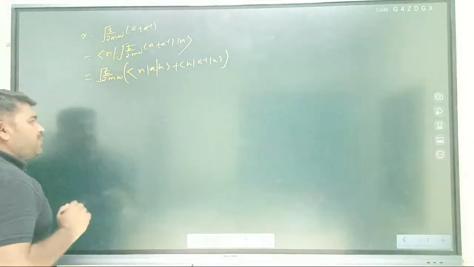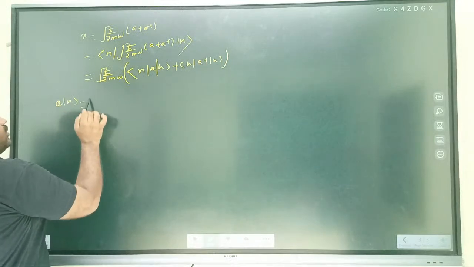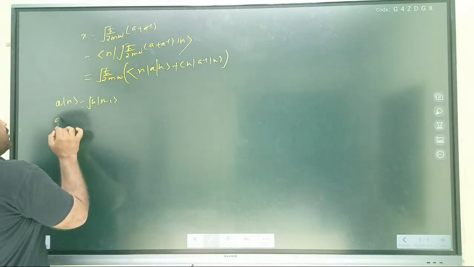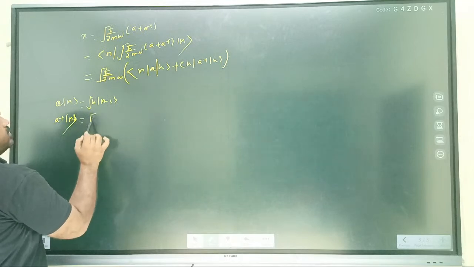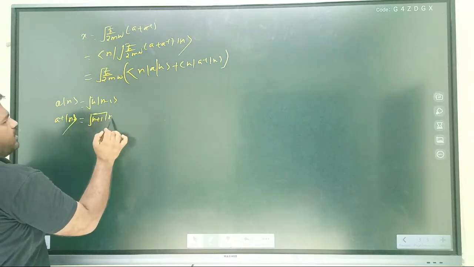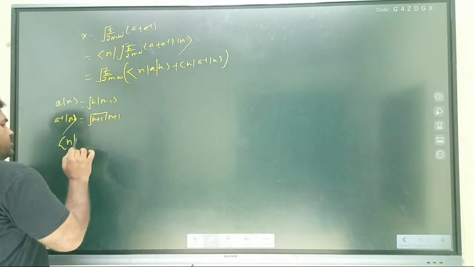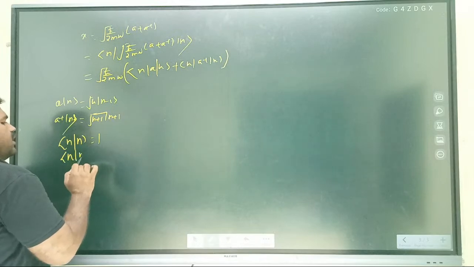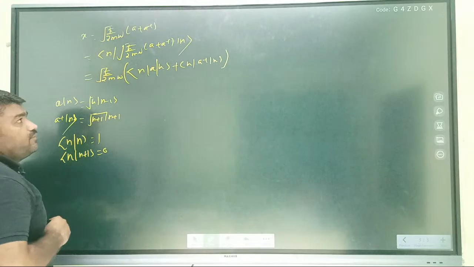What is the property? When a operates on any state, what happens? The state decreases by 1, and we get root n. And what is the property of a dagger? A dagger operates on the n state, the state increases by 1, giving n plus 1. When both states are the same, we get 1. If it is n and n plus 1, which are different, we get 0. Clear? Same 1, different 0.